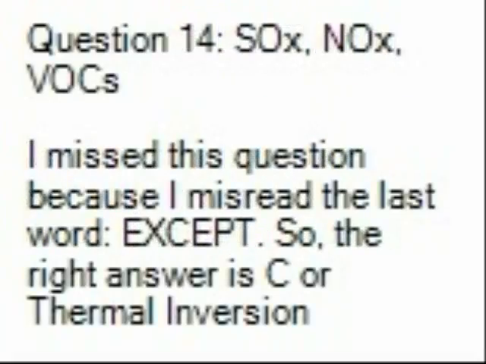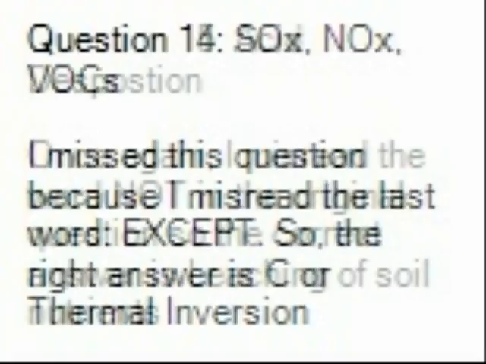The reason why I missed question number 14 is I missed the word except. So the correct answer is C, thermal inversion.